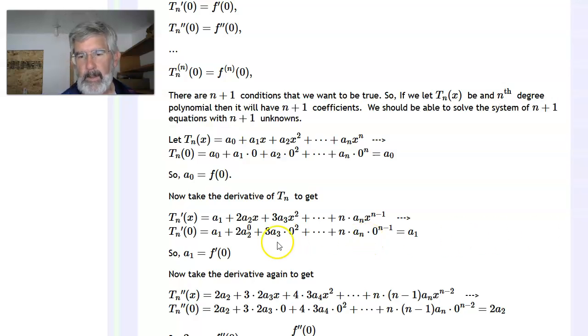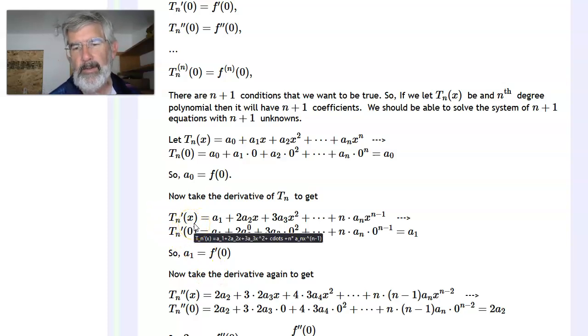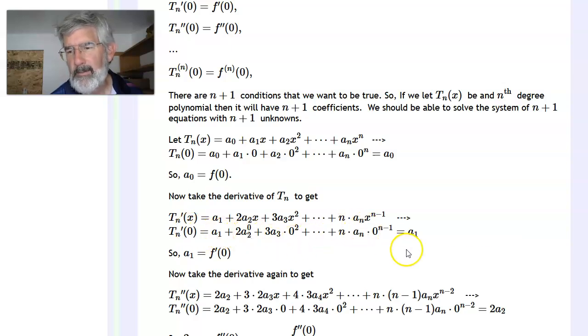So for each thing that I have saying that I want the first derivative of T to equal the first derivative of f, now I can figure out what the derivative is. So I know that Tn is this. When I take the derivative, the constant goes away. This just becomes an a1, that's right there. And then there's a 2a2 times x, that's right there, a 3a3 times x squared, and so on. So this is the derivative of that polynomial. If I plug in 0, look what happens. All of these go away, and I'm just left with a1.